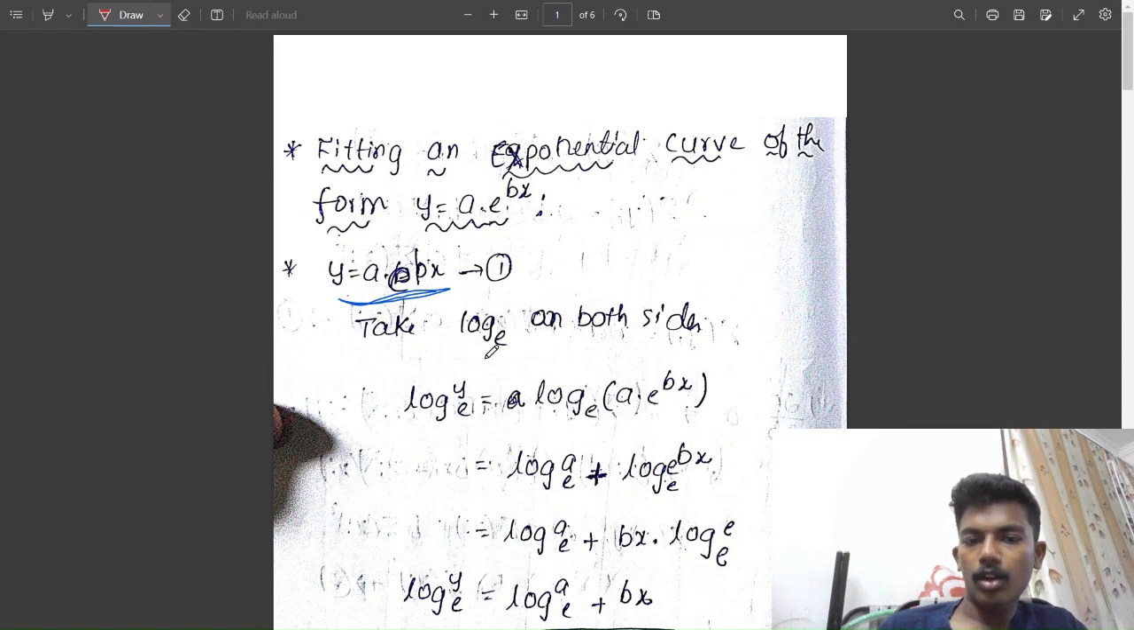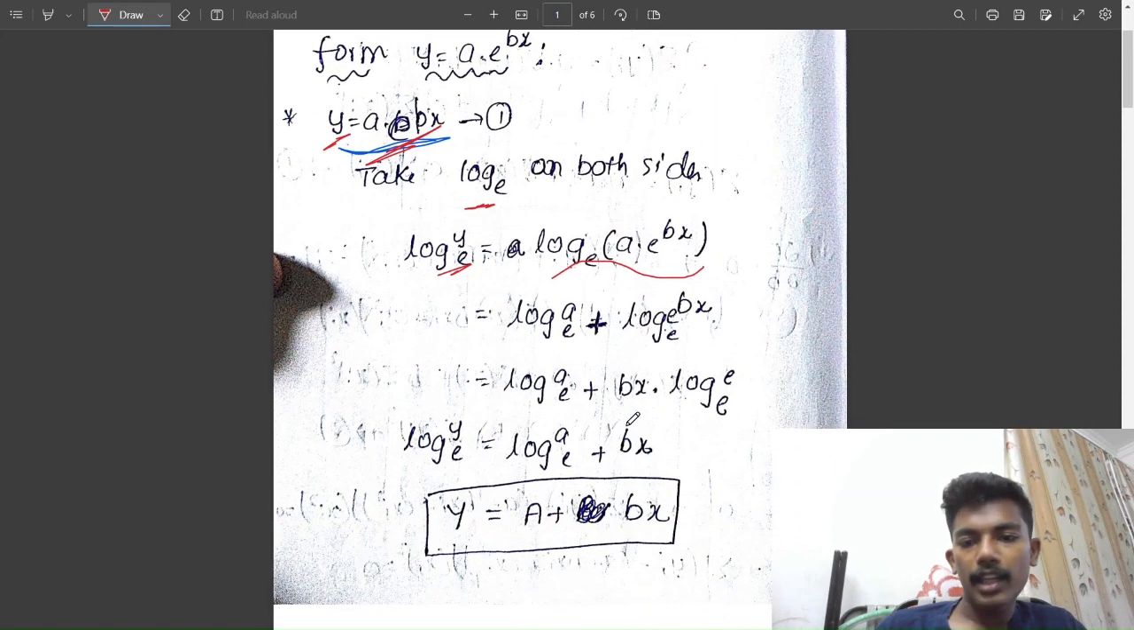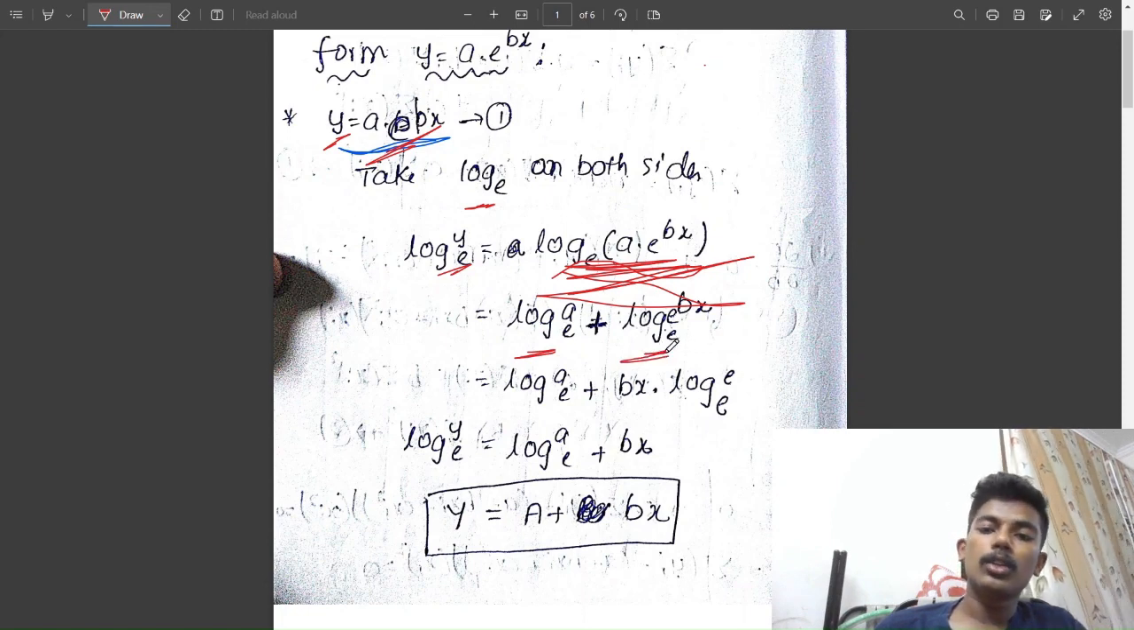Now let us take log on both sides. When we apply log on both sides, y will become log y to the base e, and a into e power bx will become log of a into e power bx to the base e. Now, as we know that log ab is equal to log a plus log b, hence log of a into e power bx can be written as log a plus log e to the power bx base e.